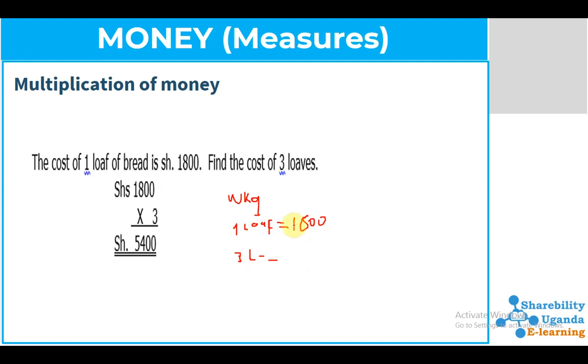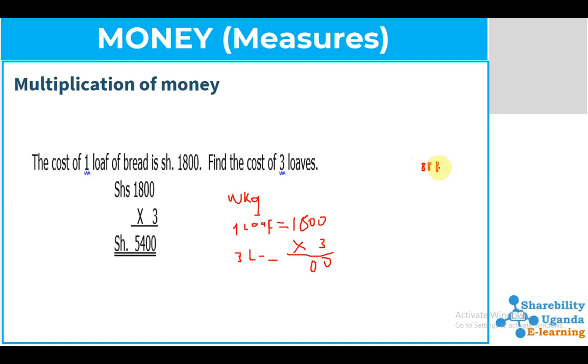We shall get our 1,800, which is the cost of one loaf, then times 3. So we multiply 3 times 0, we get 0. 3 times 0, we get 0. What is 3 times 8? For simple multiplication, we can say this is the same as 8 three times, then we add. What is 8 plus 8? We get 16. What is 16 plus 8?